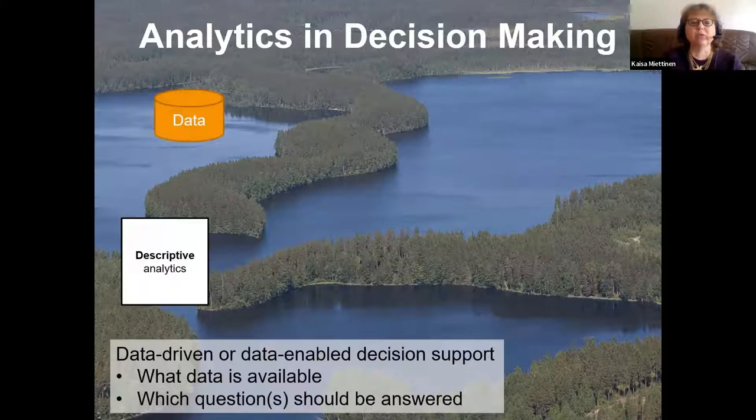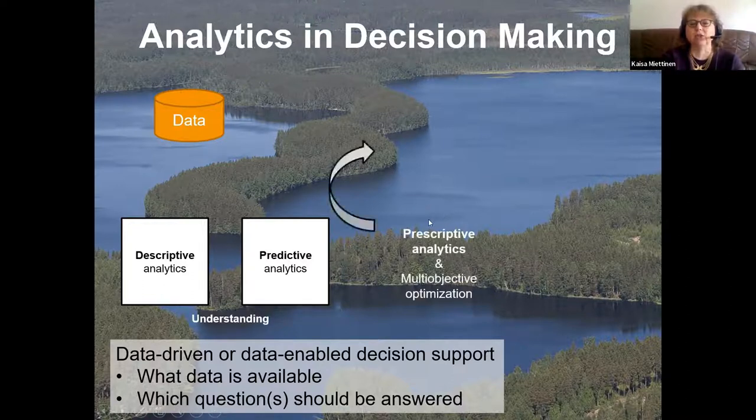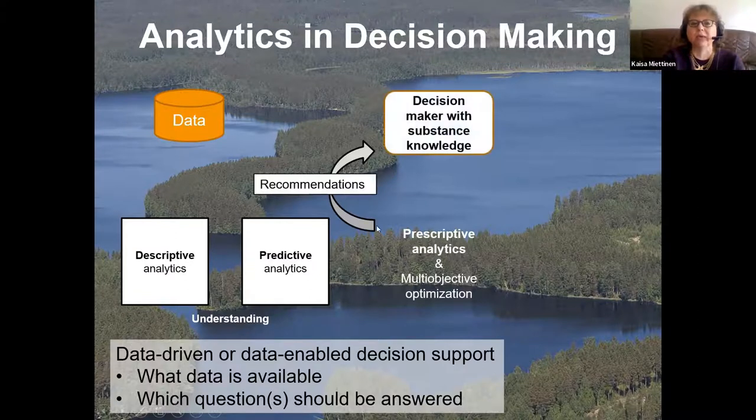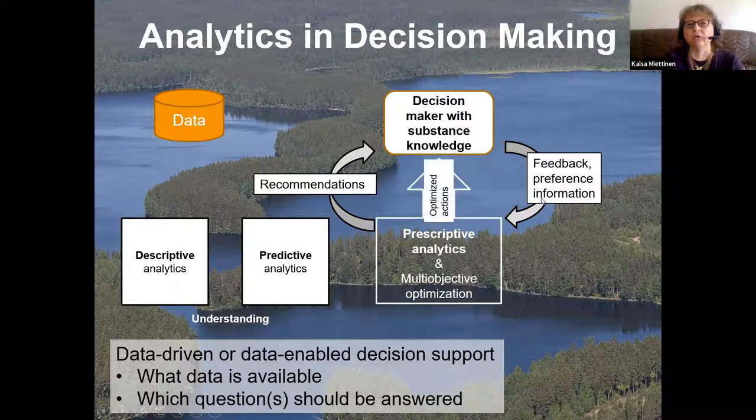So putting the same in a somewhat different way, we utilize descriptive and predictive analytics to understand the data. Then we have this prescriptive analytics and multi-objective optimizers, which we call decision analytics, to make recommendations for decision makers who have substance knowledge. And then we get feedback and preference information and verification for the model, and we make new recommendations, and the decision makers learn more and gain confidence in the goodness of the solutions, until we finally get a final solution to the problem where we have utilized the data available in as versatile a way as possible.